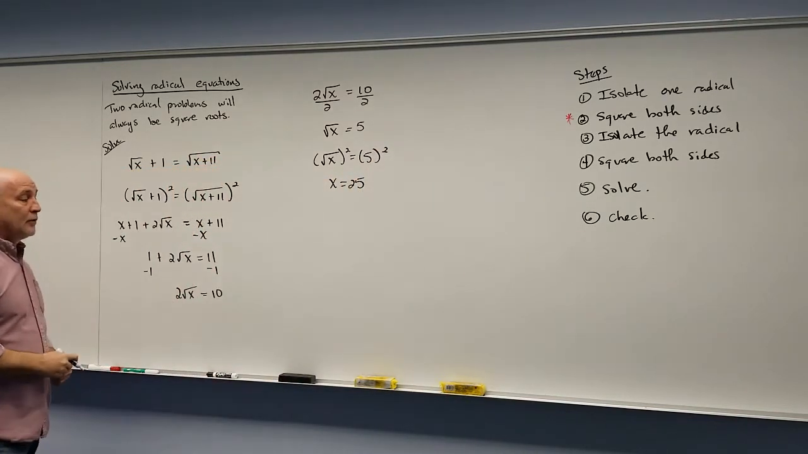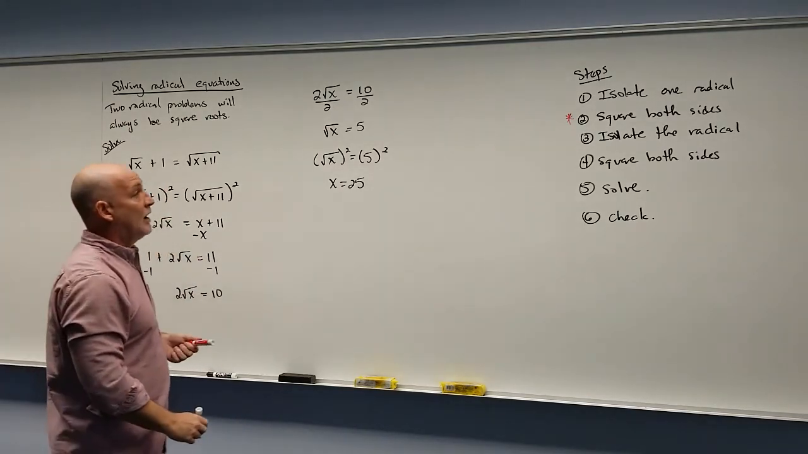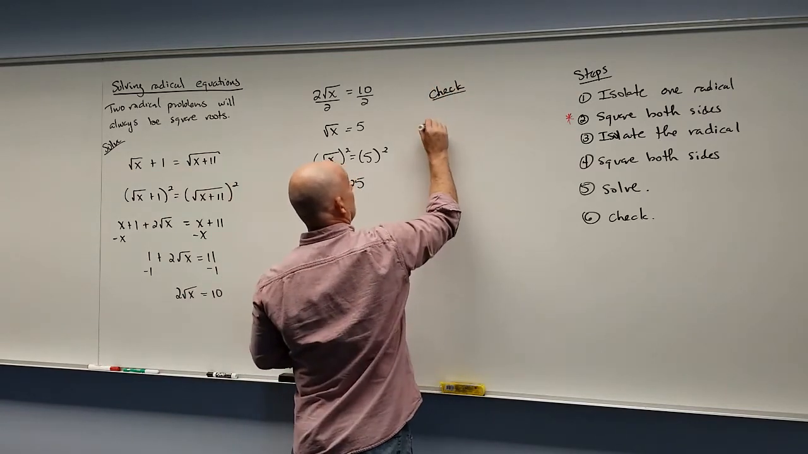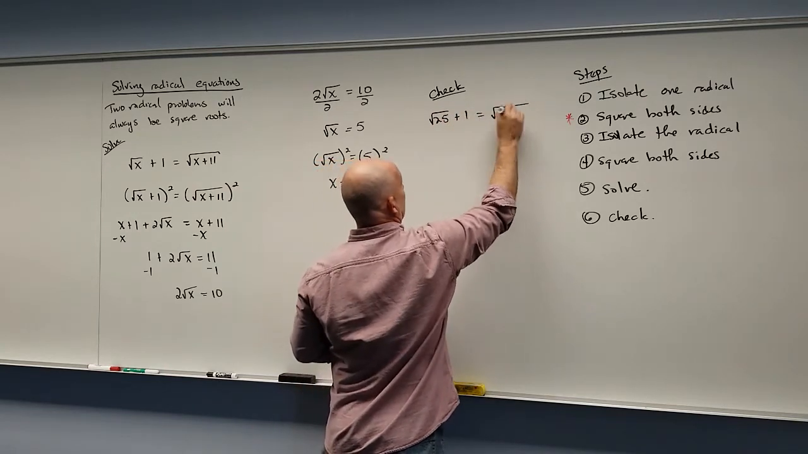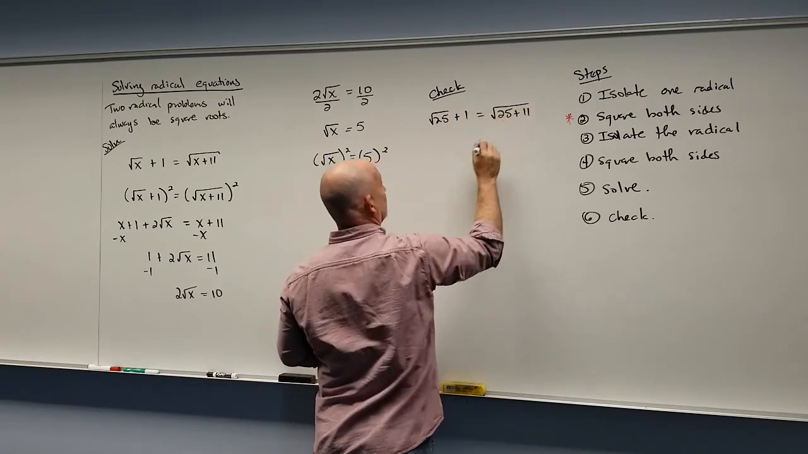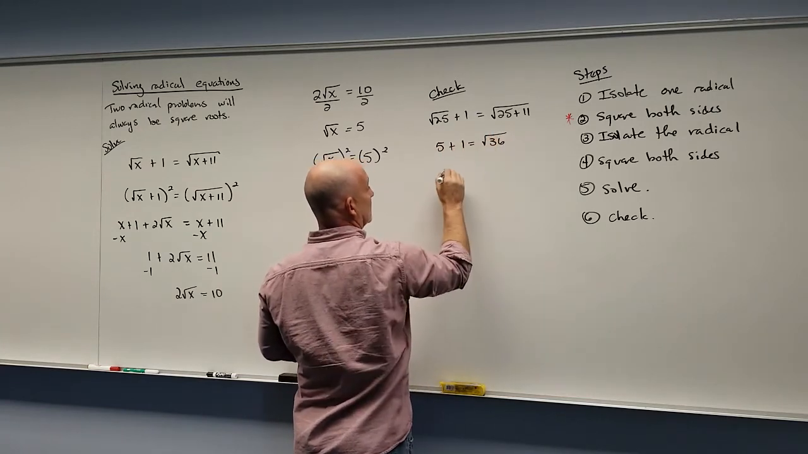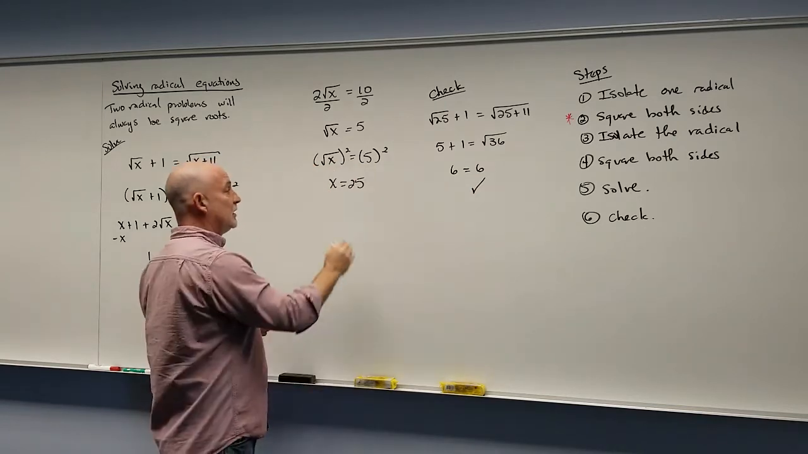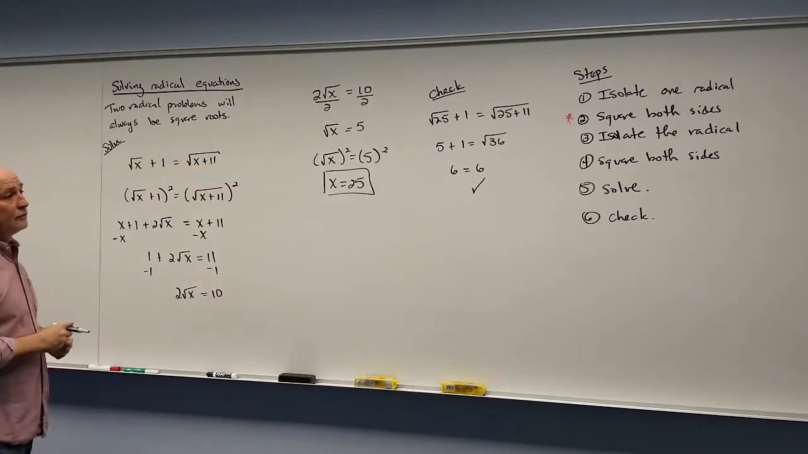Now remember, before I put a box around that and check that, since this was an even radical problem, you have to check. So let's see if this thing actually does check. Does the square root of 25 plus 1 equal the square root of 25 plus 11? Well, that's 5 plus 1 is equal to the square root of 36. 6 is equal to 6. All right, so this actually does check, so our answer is x equals 25.